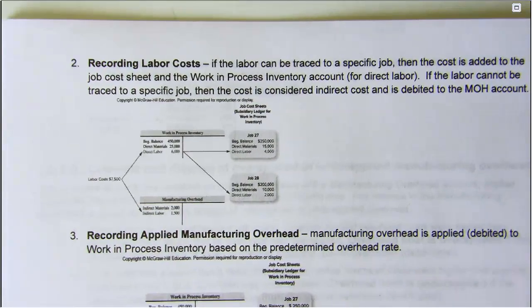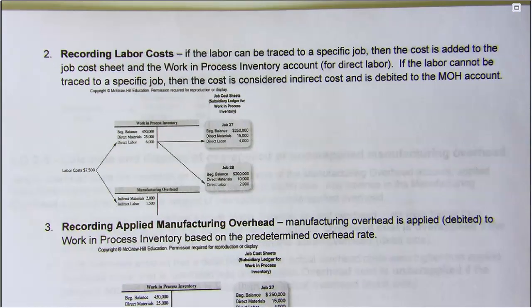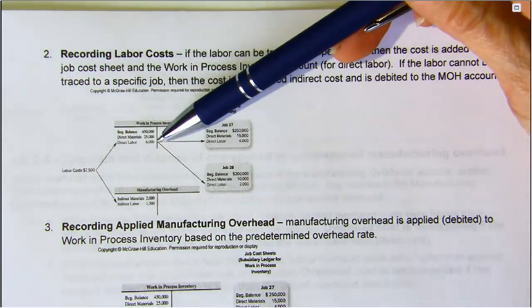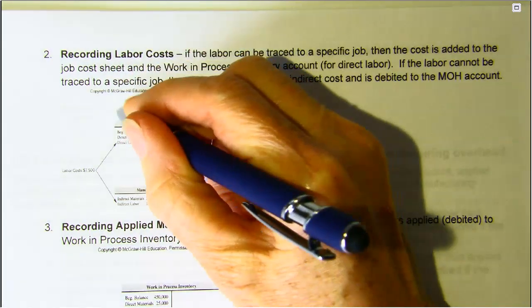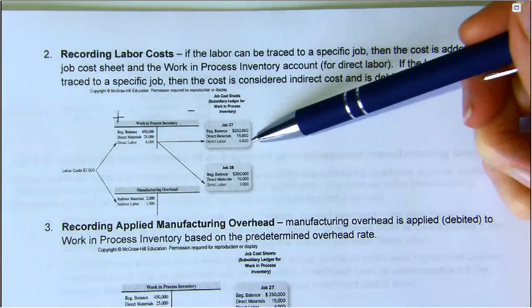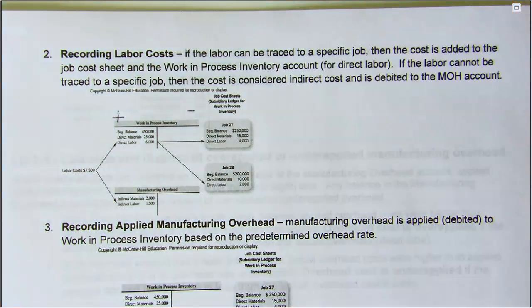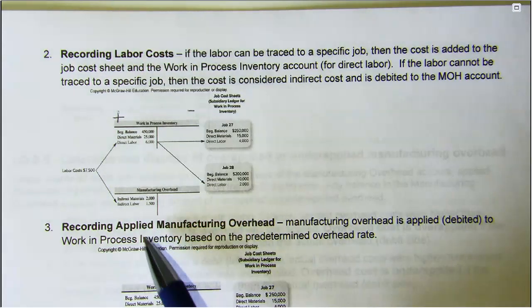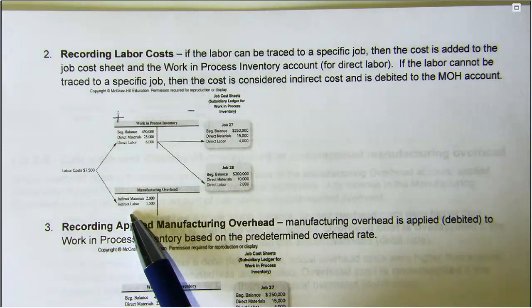Now for direct labor. If labor can be traced to a specific job, if it is direct labor, then the cost is added to the job cost sheet and the work in process inventory account. And there's the direct labor in the work in process inventory account. We add by debiting. We also add that amount to the job cost sheet. If labor cannot be traced to a specific job, then the cost is considered indirect, and we will debit the manufacturing overhead account.